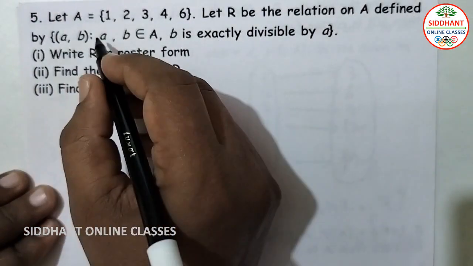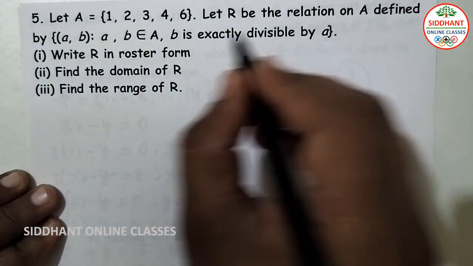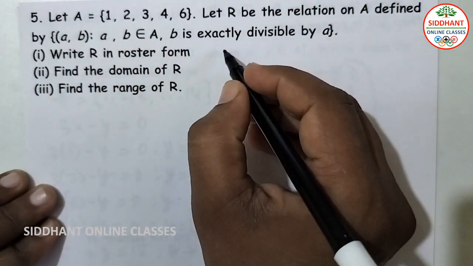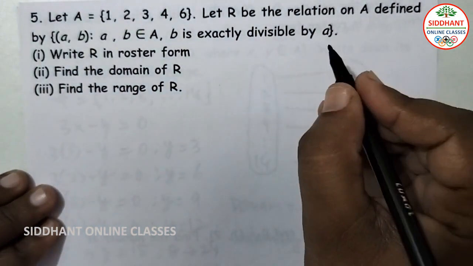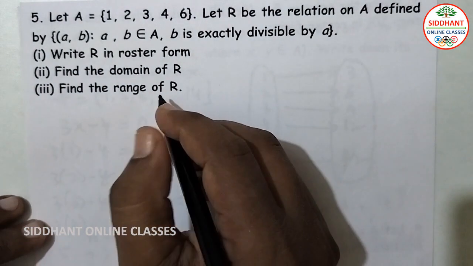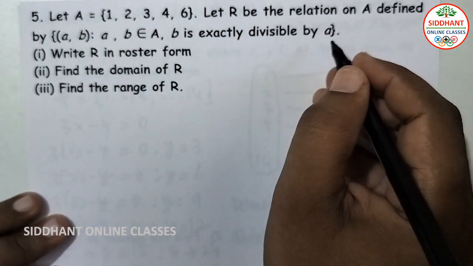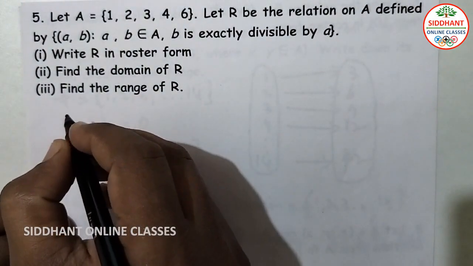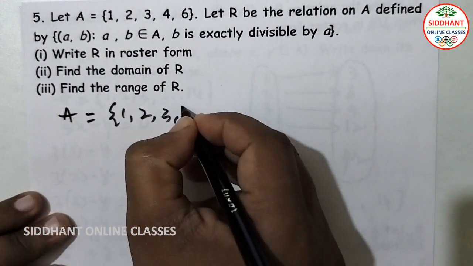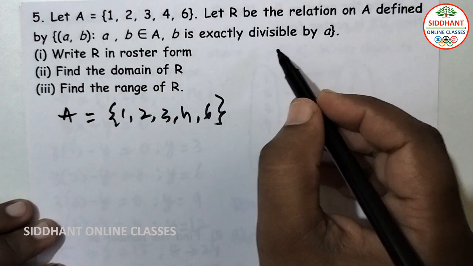Question number 5. Let A = {1, 2, 3, 4, 6}. Let R be the relation on A defined by (a, b) such that a and b belong to A, and b is exactly divisible by a. So write in roster form, and write the domain and range here. The condition given is b should be exactly divisible by a. So here we are going to see the elements which are given: 1, 2, 3, 4 and 6. The condition given is b exactly divisible by a.